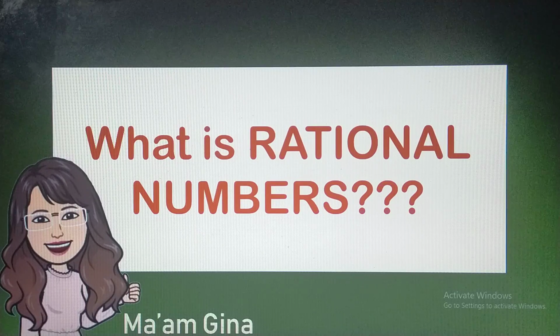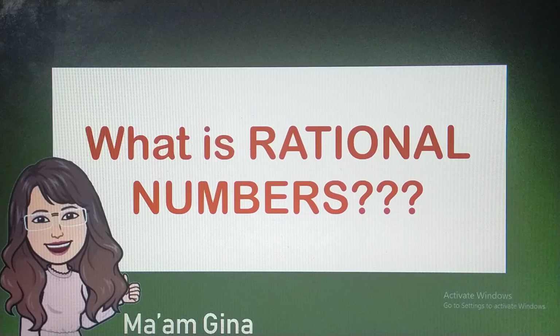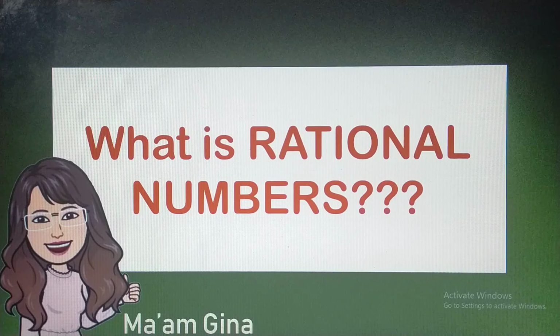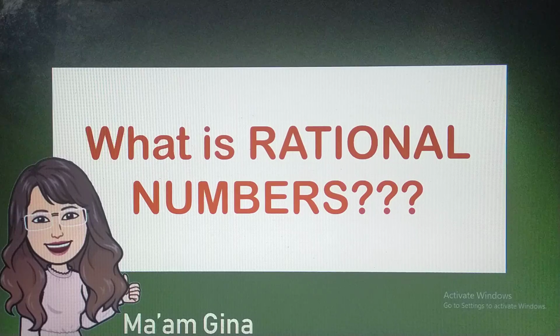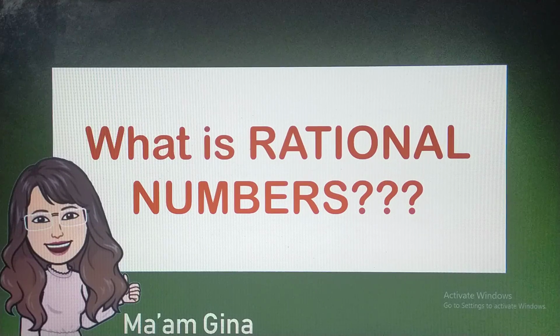Okay, so let us start our week 5. Our week 5 is from page 20 to page 23. Yung week 5 po natin, it composes of 5 lessons. So let us go first with the definition of rational numbers.